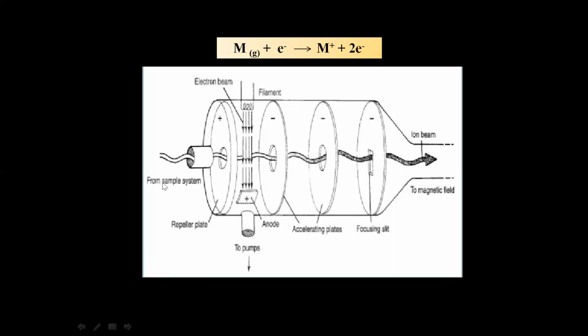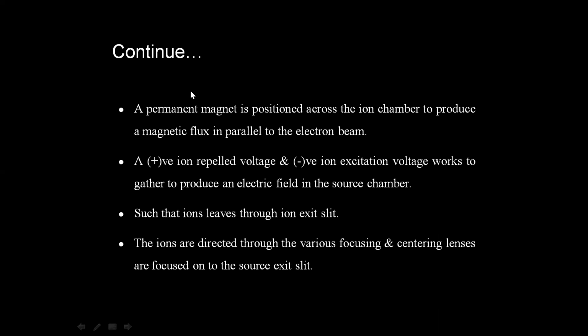This is the diagram which shows the parts of the electron impact source. A permanent magnet is positioned across the ion chamber to produce a magnetic flux parallel to the electron beam. A positive ion repeller voltage and negative ion extraction voltage work together to produce an electric field in the source chamber, such that ions leave through the ion exit slit. The ions are directed to the various focusing and centering lenses and are focused on the source exit slit.